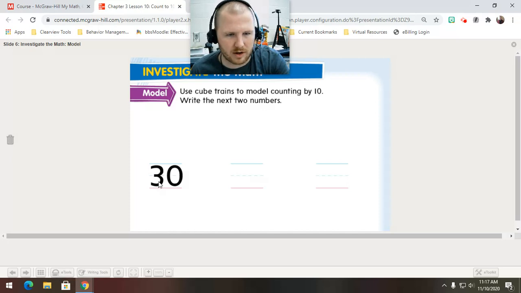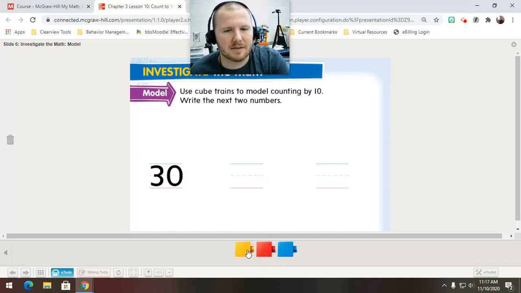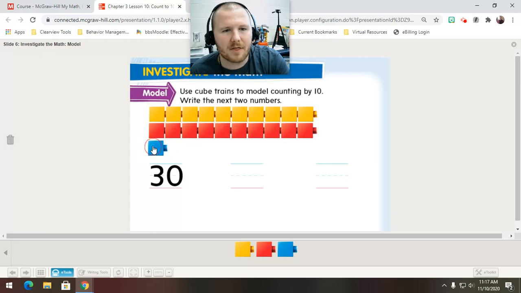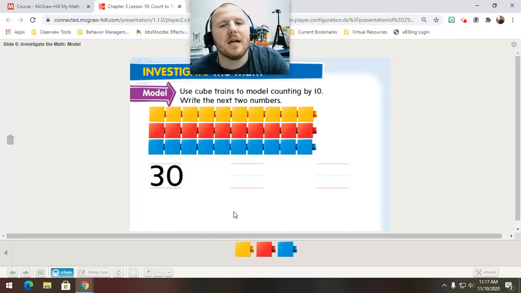So there's 30 right there already. We're going to use these counting blocks. So we have 10, 20, 30. So we have 3 groups of 10. That's why there's a 3 right there and a 0 right there. There are 3 groups of 10 and 0 ones, 30. Now they want to see what's next.